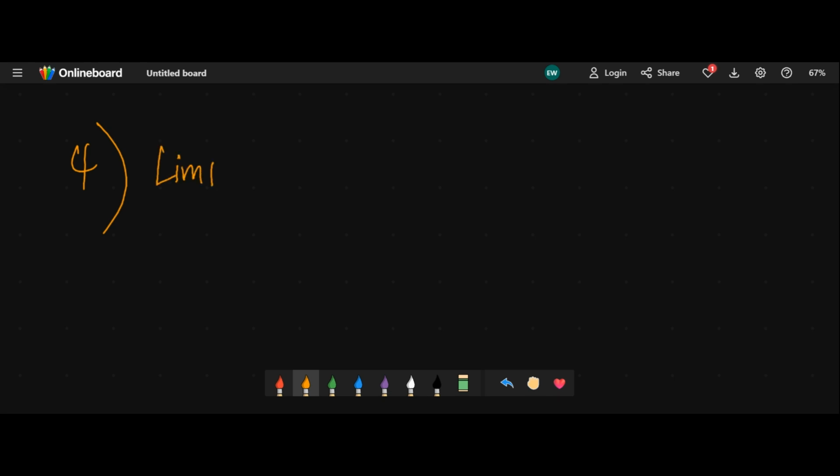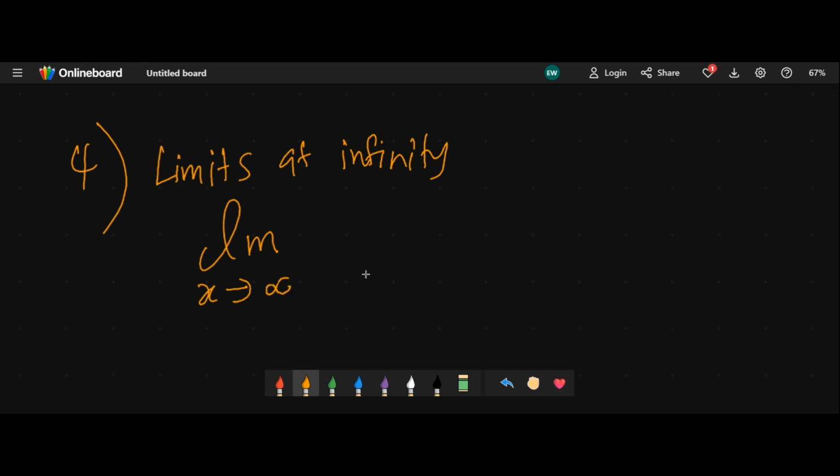Sometimes you may get questions on limits at infinity. The limit as x approaches not a number, but infinity. You may get questions like this. We'll do one question. Let's put limit of 5x cube minus 2 divided by 2x cube plus 7x.